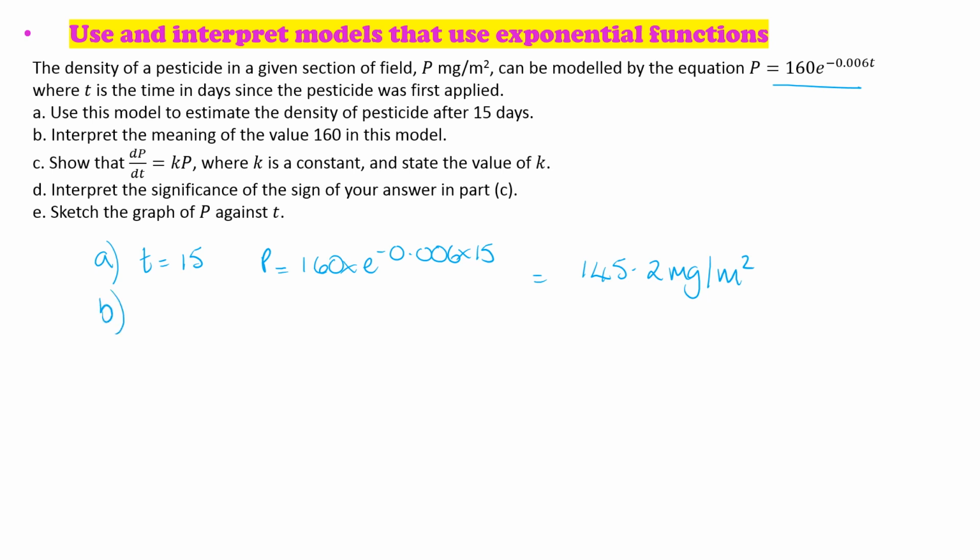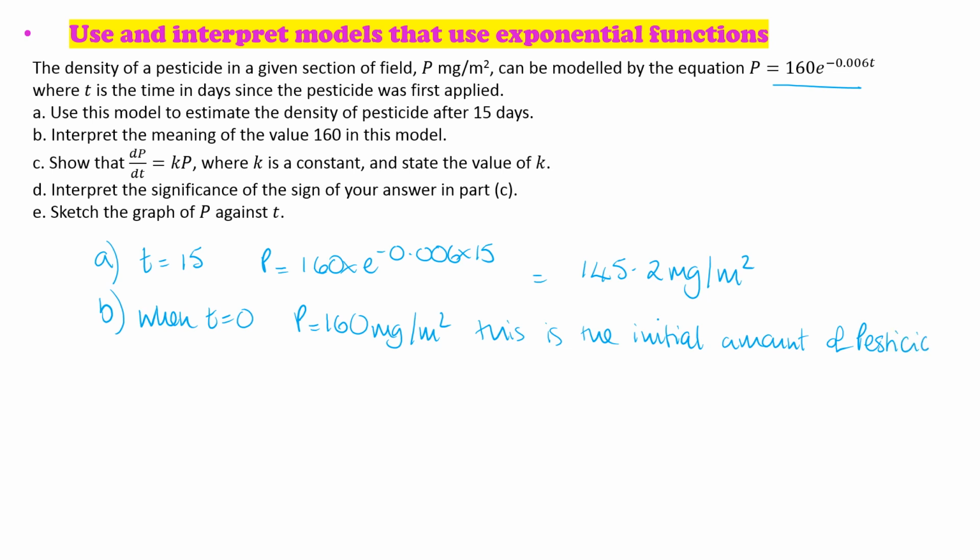In B, interpret the meaning of the 160. So when t is equal to 0, P is equal to 160. And that will be milligrams per meter squared. And this is the initial amount of pesticide applied.